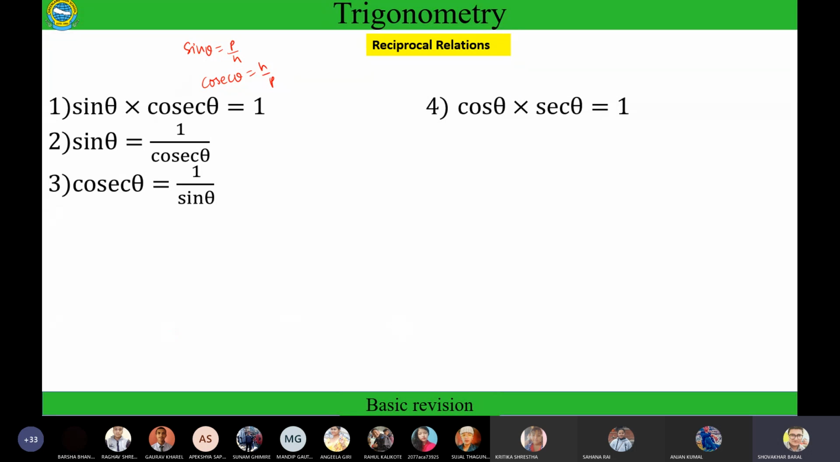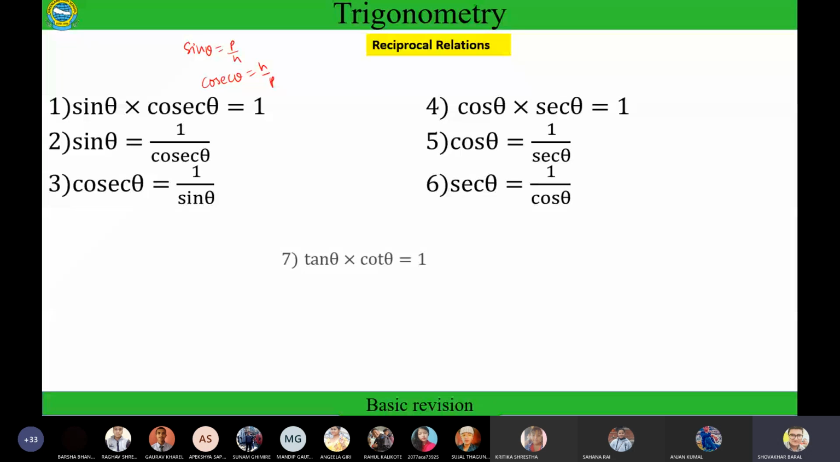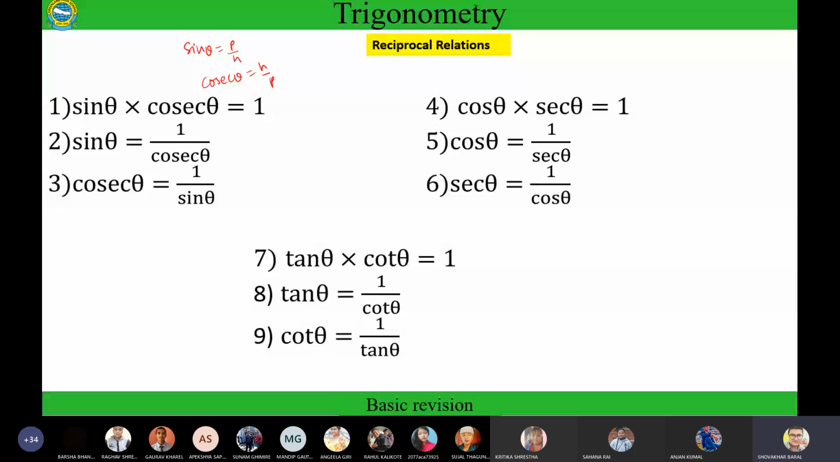Though I am not going to explain for all, you can check this. So cos theta into sec theta is equal to 1. Cos theta is equal to 1 by sec theta, and sec theta is equal to 1 by cos theta. Similarly, for tan and cot, tan theta into cot theta is equal to 1, and tan theta is equal to 1 upon cot theta, and cot theta is equal to 1 upon tan theta. Okay, I hope all of you know these formulas now.